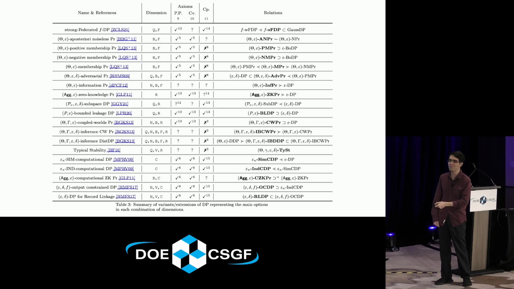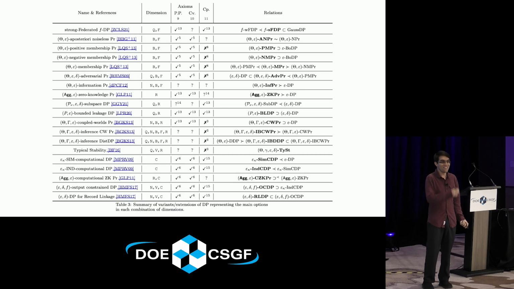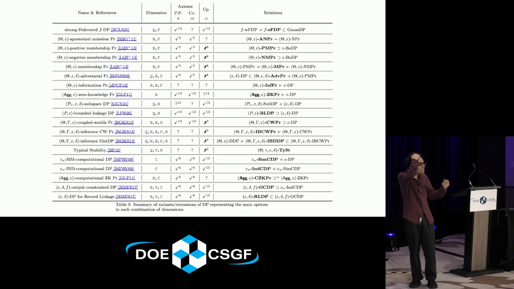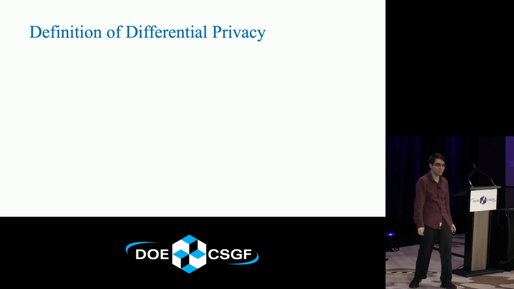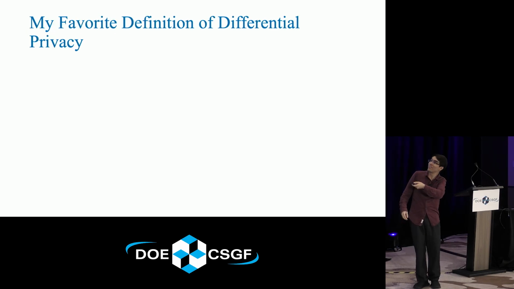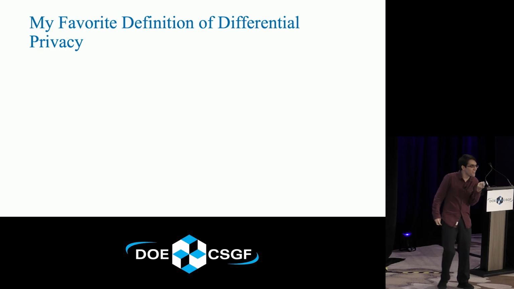We're finally at the end of table 3 of one of my favorite papers in the community. It's called Differential Privacies. But all this to say that there is no one way to talk about differential privacy. There are so many variations. It's actually quite overwhelming when you first come into the literature. And so instead of talking about a definition of differential privacy, I'm going to talk about my favorite definition of differential privacy.